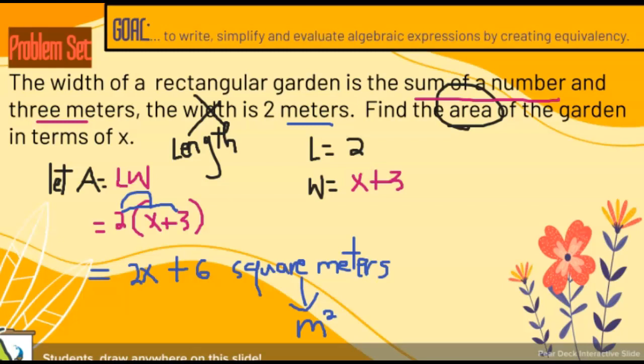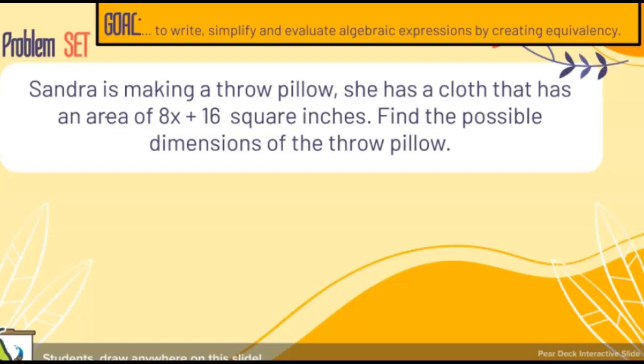Okay? The next question. Sandra is making a throw pillow. She has a cloth that has an area of 8x plus 16 square inches. Find the possible dimensions of the throw pillow. I'm gonna give it to you to answer for homework, and then we'll discuss this tomorrow as soon as we come back, since we're running out of time. Just a reminder that we're looking for factors, because we're looking for the length and the width this time, since you were given the area in square inches. Good luck for that, all right?